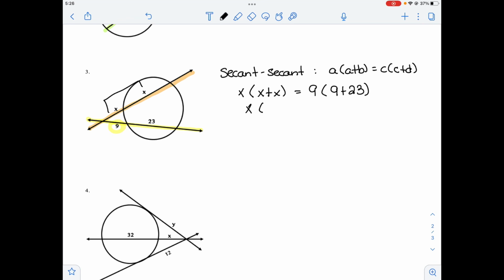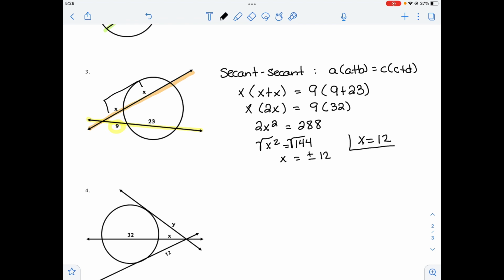Here we have x and 2x. And then we're going to go ahead and multiply. So we have 2x squared equals 288. And then for this one, we can divide by 2 on both sides. So we end up with x squared equals 144. And this is a quadratic, so we take the square root of both sides, and we get x equals plus or minus 12. And again, we cannot have a negative length, so our answer would just be x equals 12.